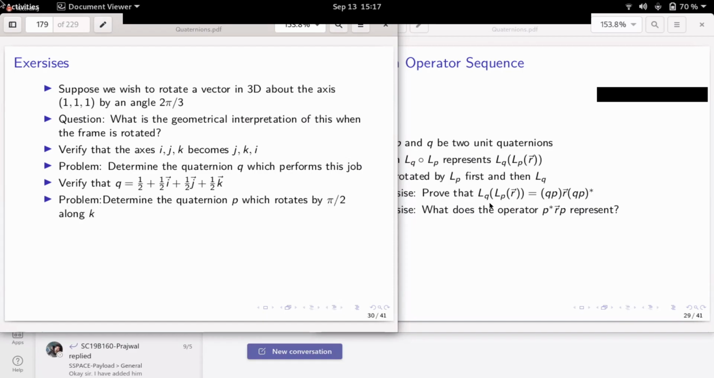So similarly, if you wish to determine a quaternion which rotates by an angle pi by 2 along the k axis, what is the quaternion? Theta will be how much? Pi by 4. Very good. So it is cos pi by 4, plus or minus 1 by root 2 k. Only the k axis is there.